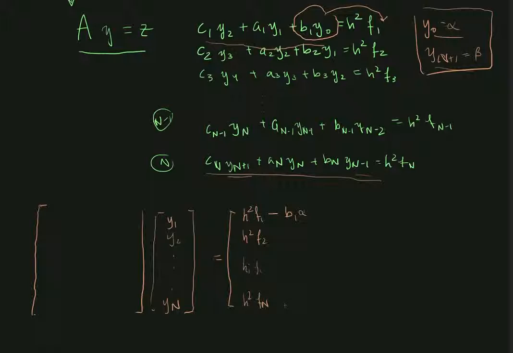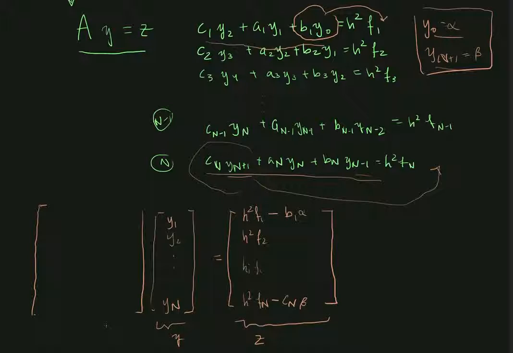until I come down to the last one, where I have the same problem. Sorry, I marked the wrong one. Here, I do not have any yn plus 1 in my y vector, and actually I know the value here. This is just beta. So I move my cn times beta over onto this side. So here I have minus capital Cn times beta. That's great. Okay, so this is my vector z, and this is my vector y.